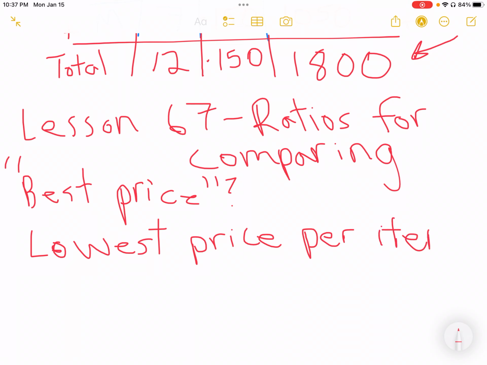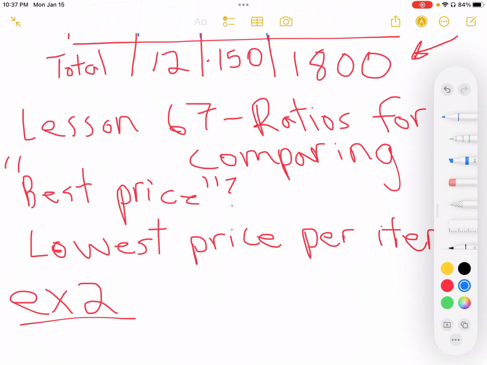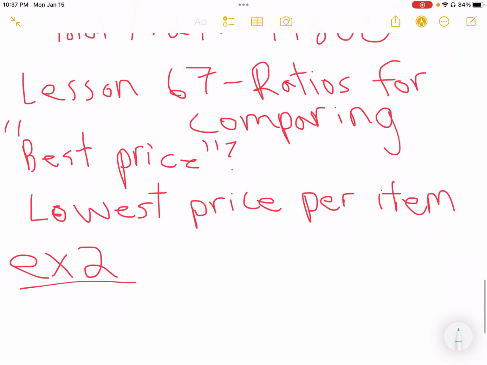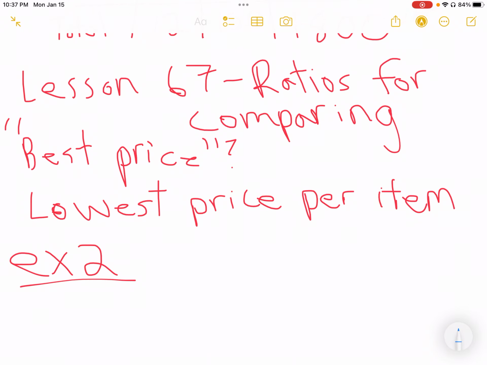Pretty straightforward stuff. Okay, so in example 2, let's start using a different color here. Less red is too much, okay? So example 2 says that I have a big can, right? A big can of what?